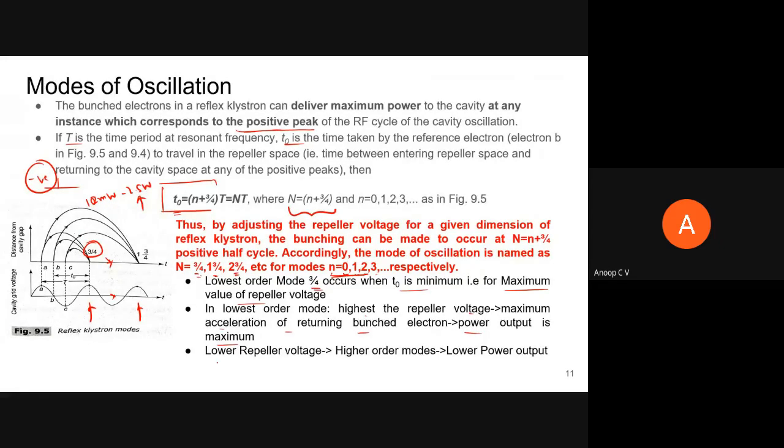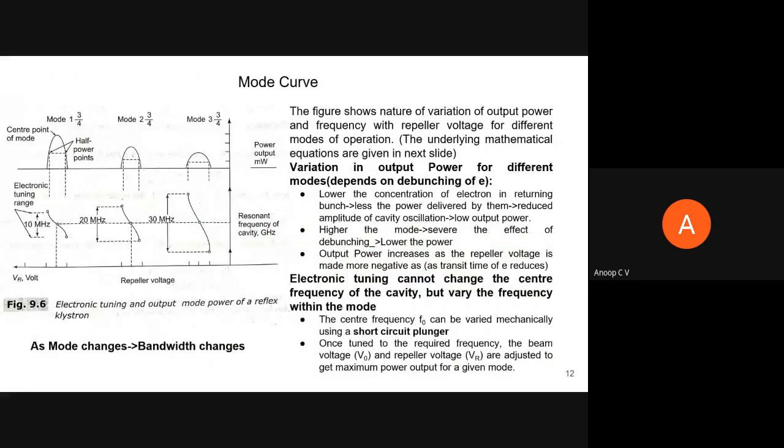Similarly, if you lower the repeller voltage, we'll get higher order modes, but the problem is the power output will be lower. And of course, the bandwidth also changes. That is what we are going to see next. This is called the mode curve. Don't get scared by seeing this. It's very simple. There are two diagrams.